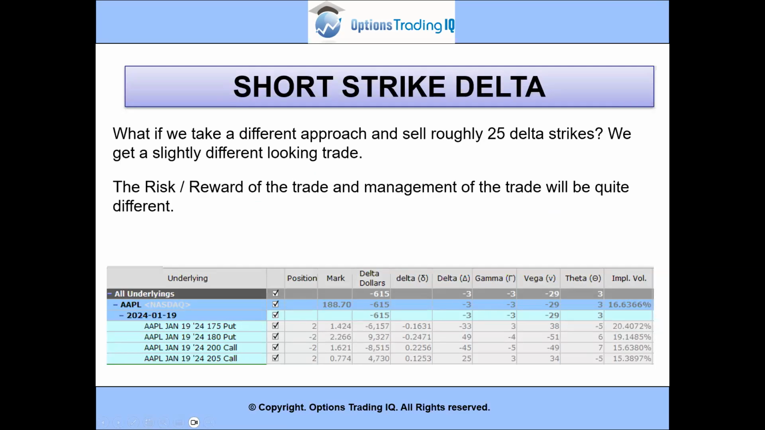What if we take a slightly different approach and sell roughly 25 delta strikes? We get a slightly different looking trade, and the risk reward of the trade and management of the trade will be quite different. So you can see here, roughly 25 delta on the short put and about a 22.5 delta on the short calls. So our strikes are much closer. Our overall position delta is pretty similar, slightly negative. Vega's a little bit higher, theta's about the same.